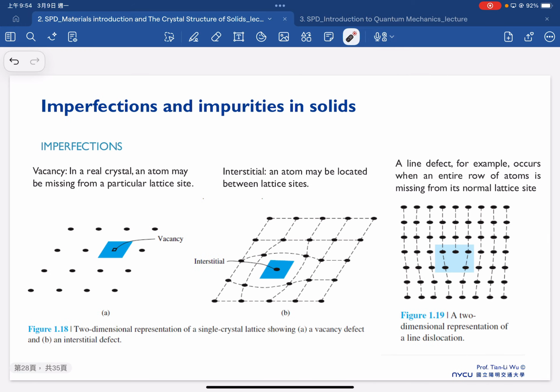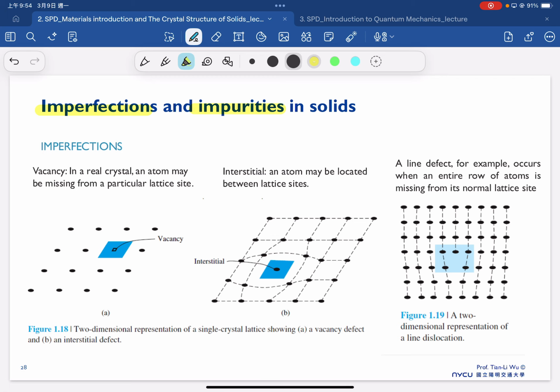Since we started to talk about the crystal and the lattice plane, we have also introduced some imperfections and impurities in the lattice plane that we often see. Therefore there are two different things. The first one we call imperfections, and the second one we call impurities. So first, what are imperfections?